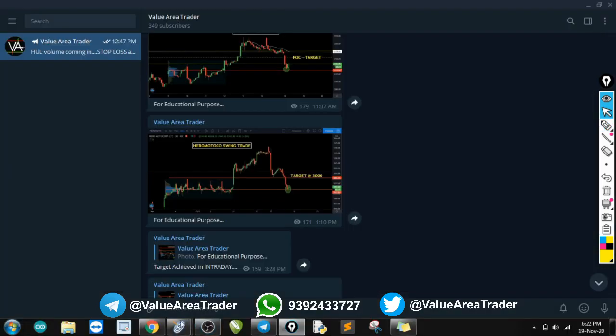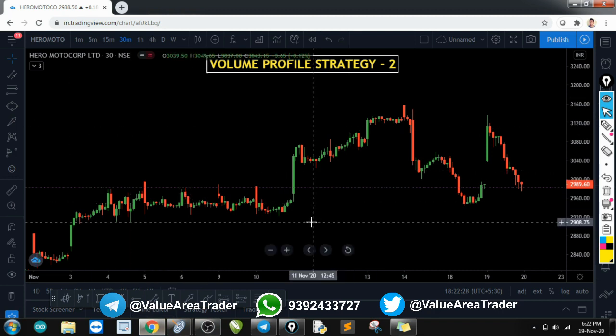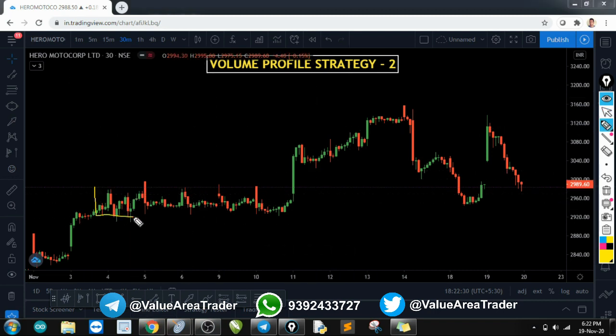So let's go back to the trade itself. So you can clearly see I have marked an area here which is a value area for me, where price is spending a lot of time inside a small rectangle. This is what I want to see for a value area. Now you can clearly see.